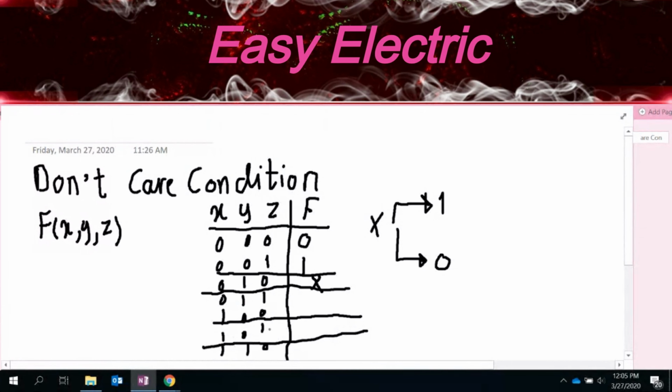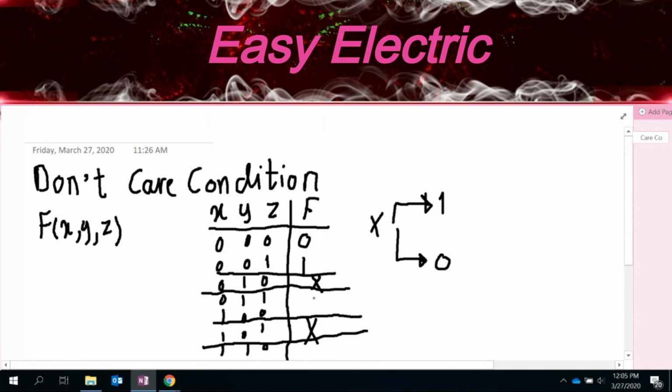This is another example. Whenever x is 1, y is 0, z is 1, if you don't care what the function f should be, you put an x. So that means whenever you see an x anywhere, you could replace that x with 0 or 1, depending on you.